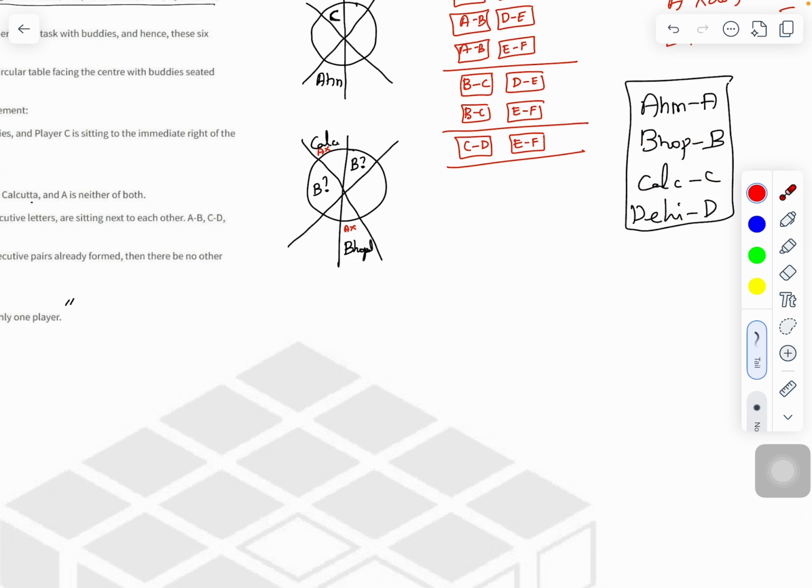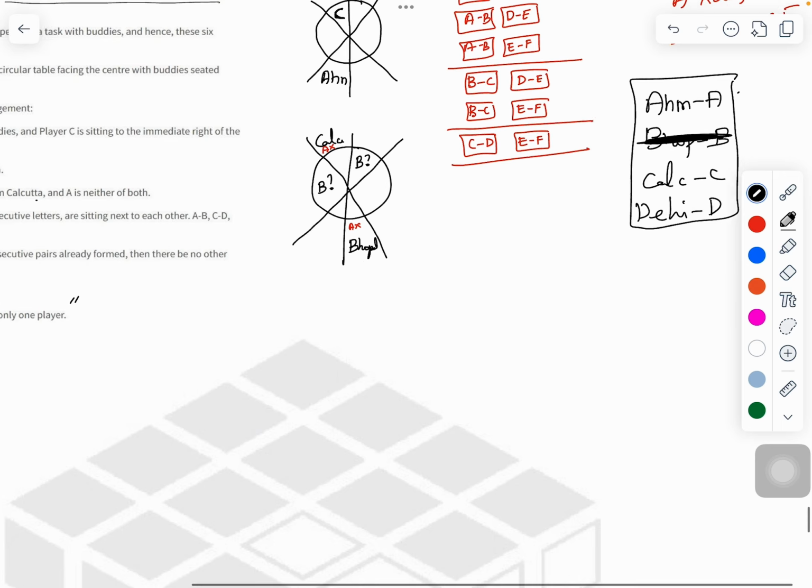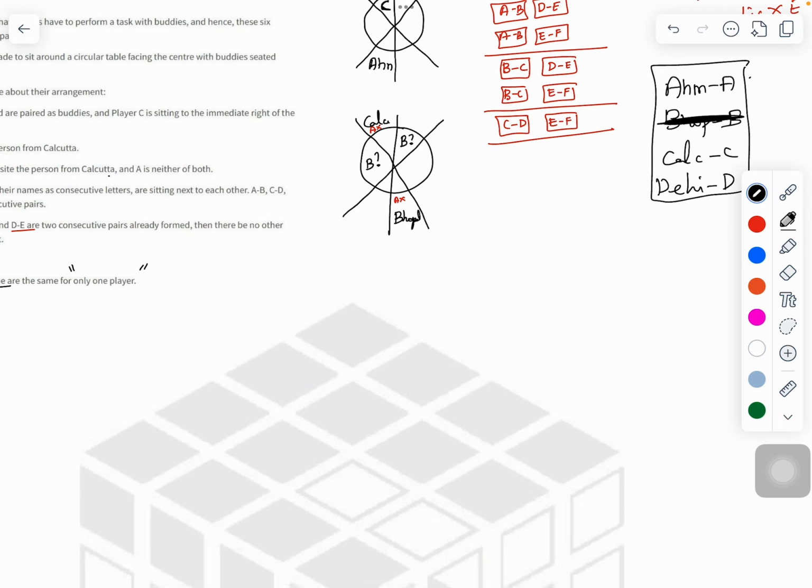Out of the 4 cases, one case is definitely eliminated. Which case? Bhopal being B is not possible because Bhopal and Calcutta are sitting opposite to each other and B is sitting adjacent to Calcutta. So there is no way B belongs to Bhopal. Therefore, one thing I can tell is this case is eliminated. So here we only have 3 cases. Of course there will be many sub cases under these 3 big cases, but we'll start with this. We can start with this also.